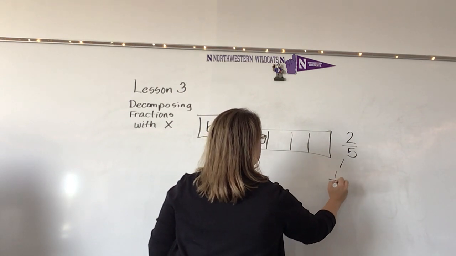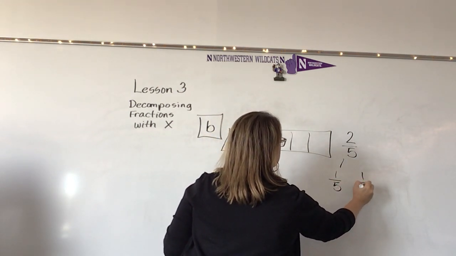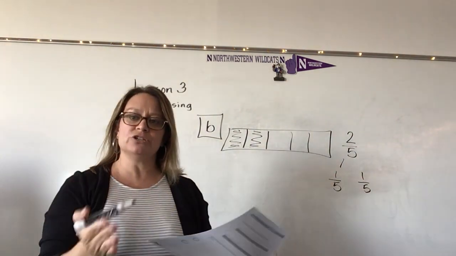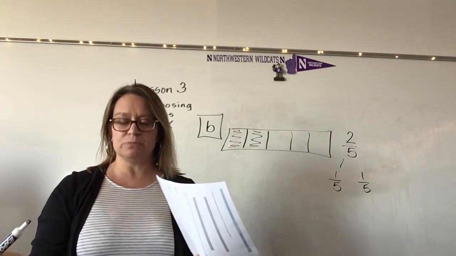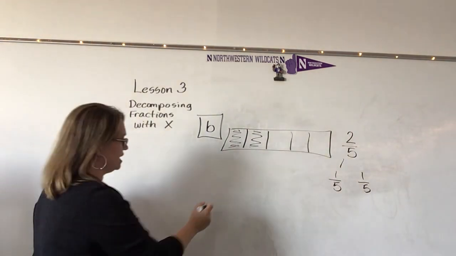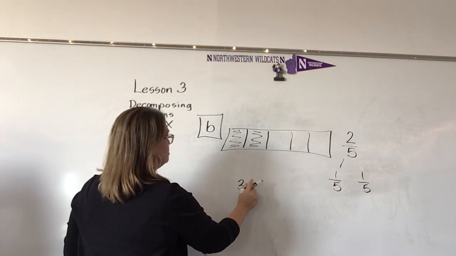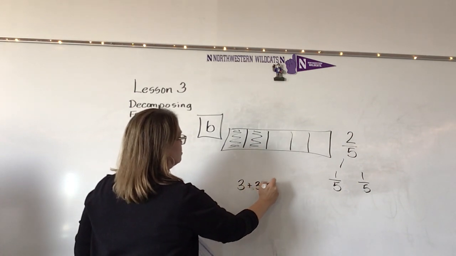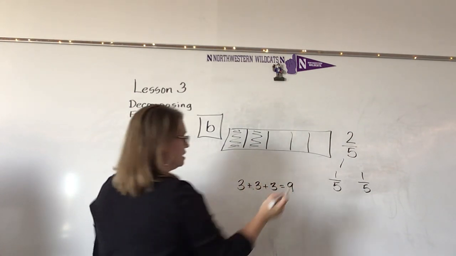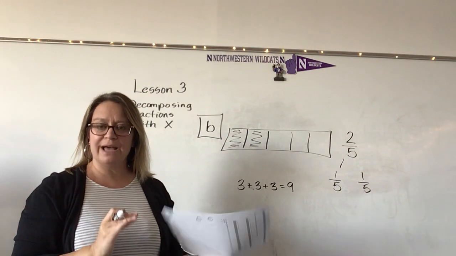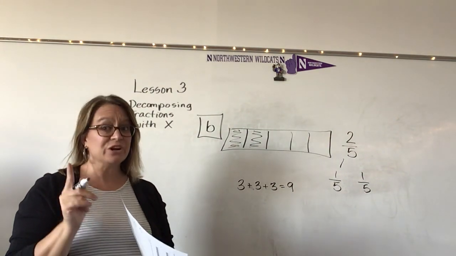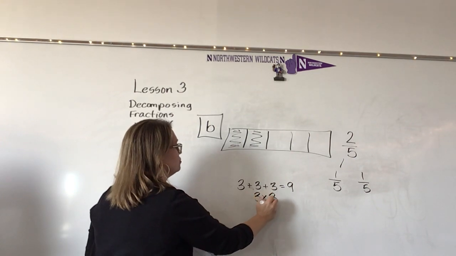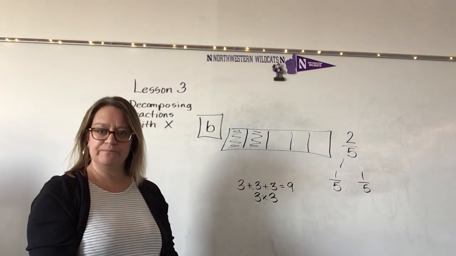1/5 and 1/5. Well, as you know, through multiplication, a repeated addition problem is also a multiplication problem. So if I take 3 plus 3 plus 3, that's going to give me 9. Well, is there another way around that? There is. It is 3 times 3 equals 9.